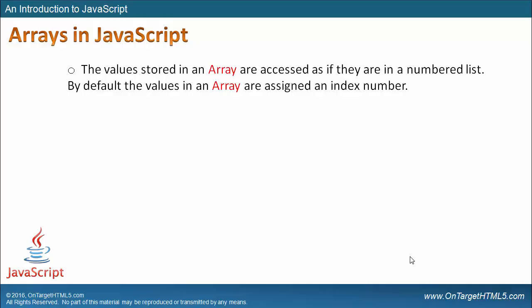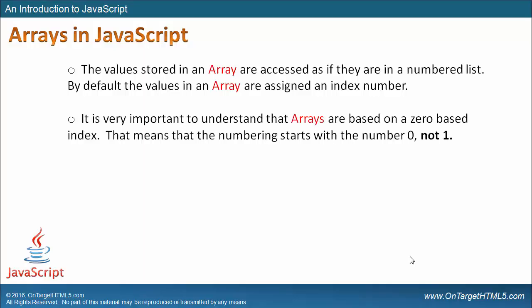The values stored in an array are accessed as if they're in a numbered list. By default, the values in an array are assigned an index number. And again, you'll see this as we go through the lab exercise. It's very important to understand that arrays are based on a zero-based index. That means that the numbering starts with the number 0, not 1. That's probably the hardest thing to get used to when you're dealing with arrays. Now, if you've been around programming for a long time, you're used to zero-based because most everything in programming in binary starts at 0.